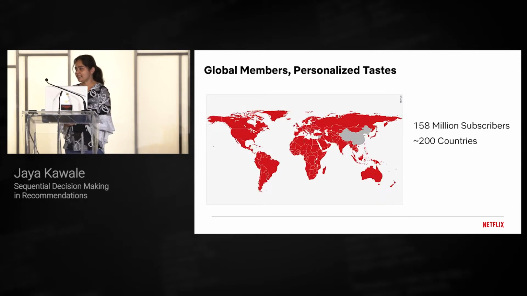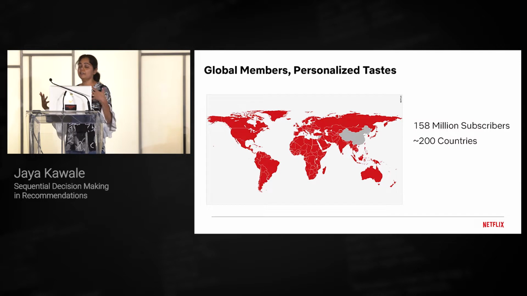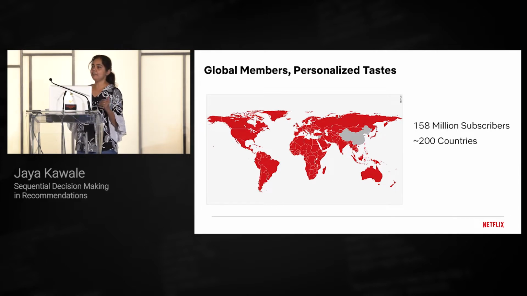So the challenge is that we are a global company. We have about 158 million subscribers spread across 200 countries. So even though we have global members, we need to cater to personalized taste. So as you would imagine, recommendation algorithms form a key component of the Netflix service.